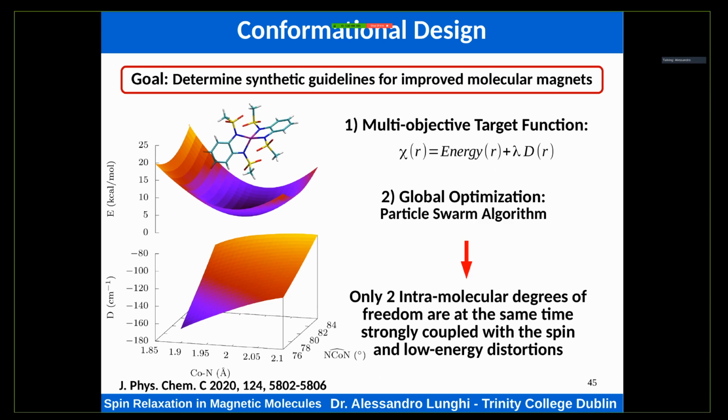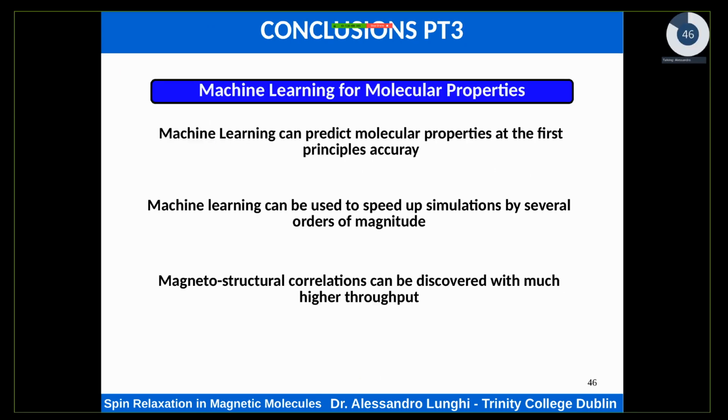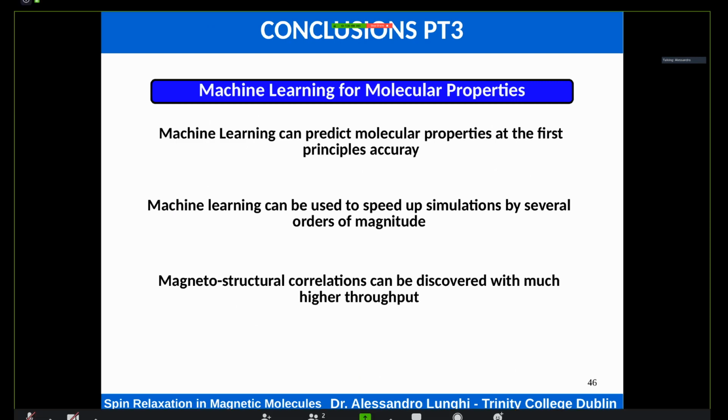Okay, so let's also summarize this third and final part. We have seen that machine learning can predict molecular properties, usually at the same level of accuracy as first principle calculations. We have seen that machine learning this way can speed up the simulations by several orders of magnitude, and it can be used, for instance, to recover magnetostructural correlations in magnetic molecules.